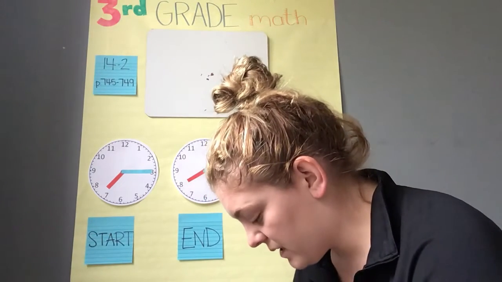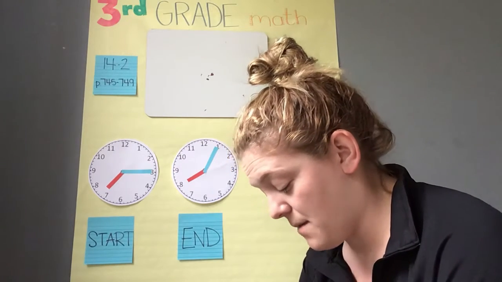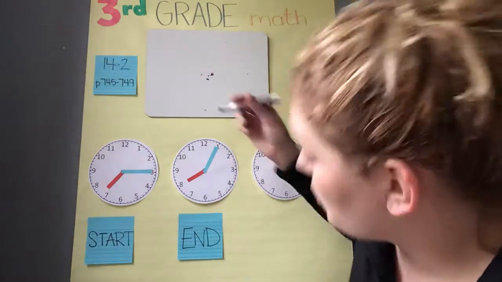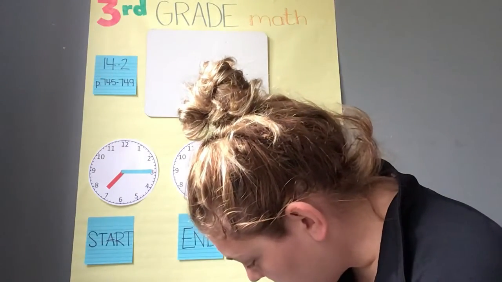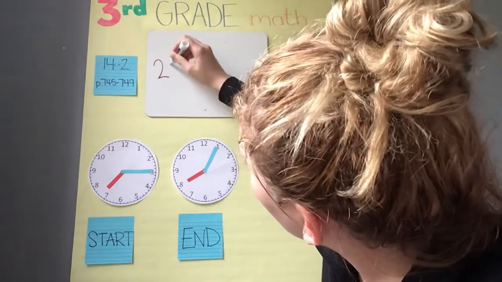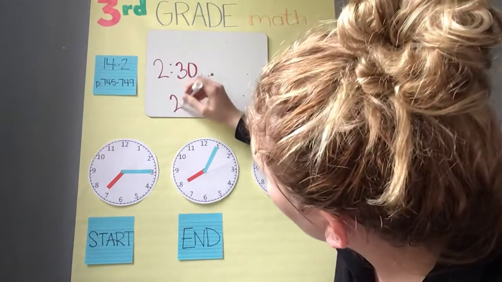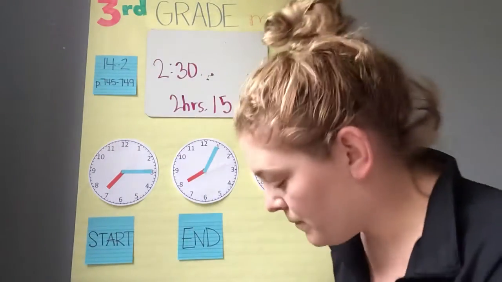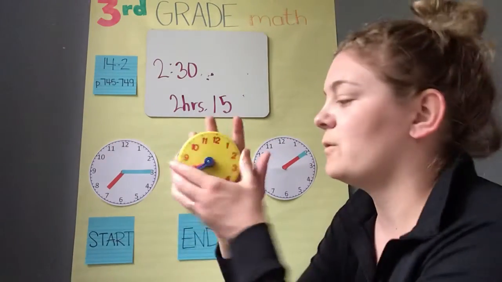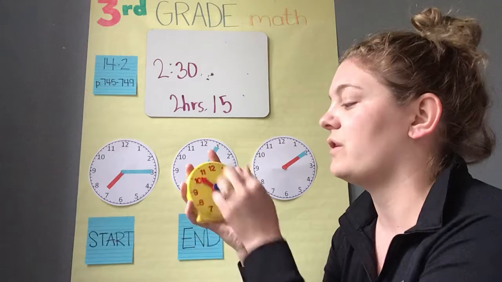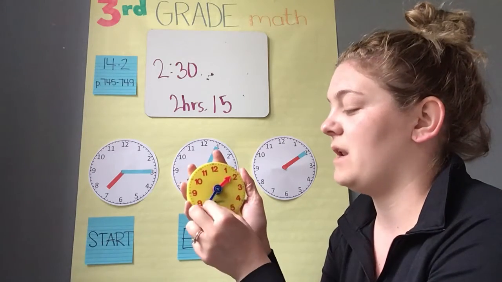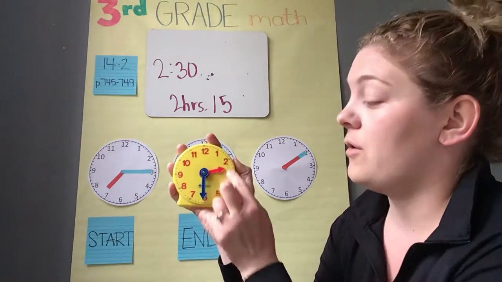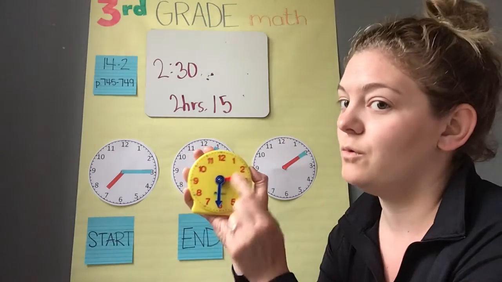A movie started at 2:30 p.m. and ran for 2 hours and 15 minutes. Okay, so here's what we're going to do. We're not going to use these clocks. We're going to use our clock right here. Let's get our clock to 2:30. All right, my hour hand is pointing between 2 and 3, and my minute hand is pointing at 30. Because it's between 2 and 3, I know it's 2:30.